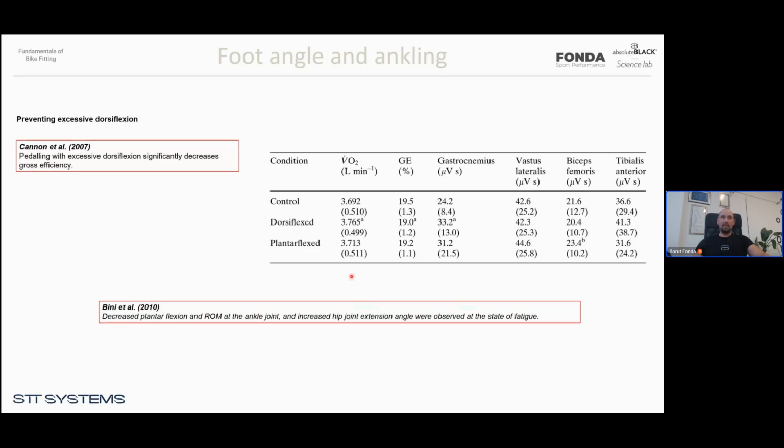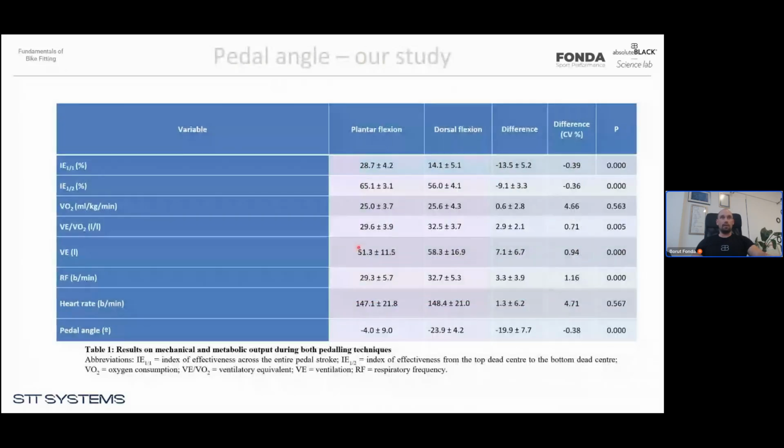And in a study that we performed, controlling for the pedal angle, which is in direct proportion to the foot angle, it shows that the index of effectiveness, direct to the pedal forces, is substantially, significantly increased during the plantar flexed position compared to the dorsal flexed position.